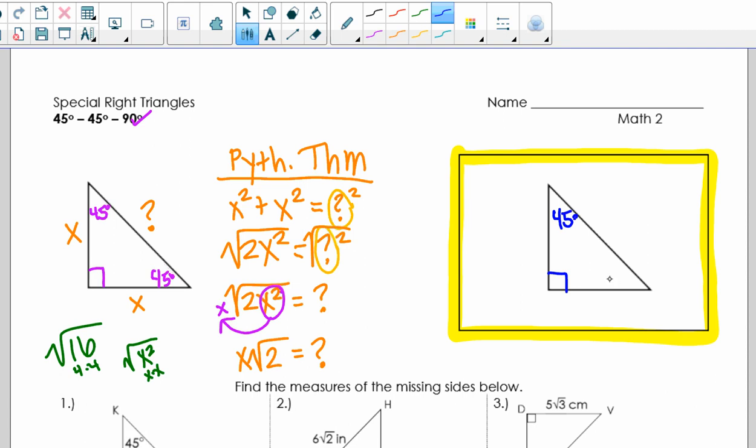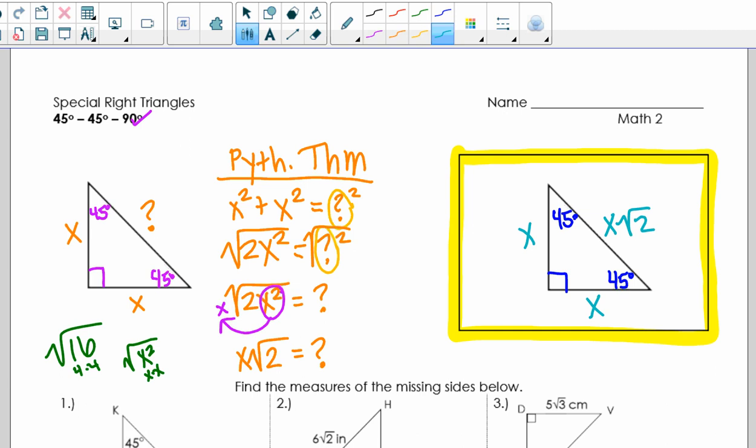I'm just going to put all of the angle measures and then all of the side relationships on it so we know exactly where to go. This side right here is x. This side will also always be x, and the hypotenuse will always be x radical 2. So the relationship is you could always take the legs and multiply them by radical 2 to get the length of the hypotenuse. Conversely, if you are given the hypotenuse and you need to find the legs, we would just divide by the square root of 2 to solve for x.